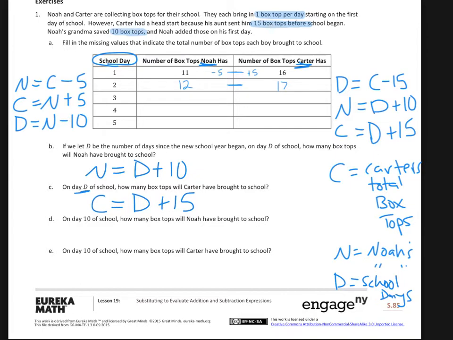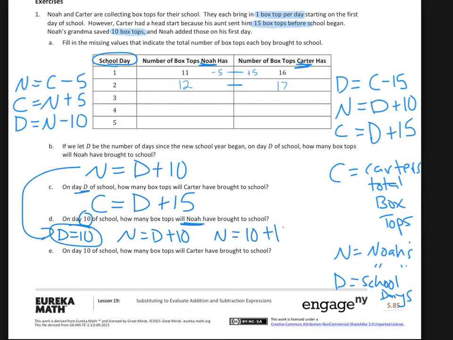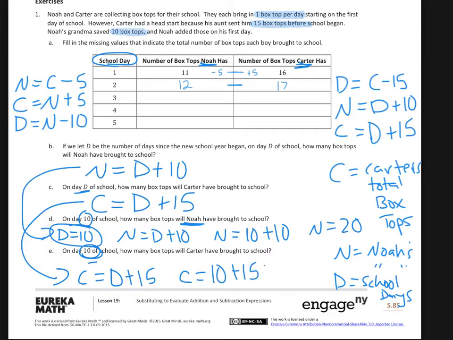On day 10, now we're plugging in. Now we're plugging in D equals 10. How many box tops will Noah have brought? So again, that's going to be this equation. Noah equals D plus 10. Now we know that D equals 10. So Noah equals 10 plus 10. Therefore, Noah would have brought 20 box tops. And then if we do the same thing here with Carter, we're using this equation: Carter equals D plus 15, and at this point, D equals 10 still. So we're going to write that Carter equals 10 plus 15, and therefore, Carter would have 25 box tops brought.